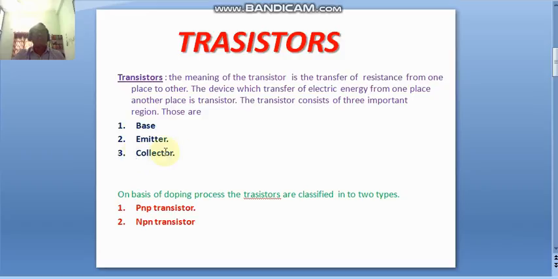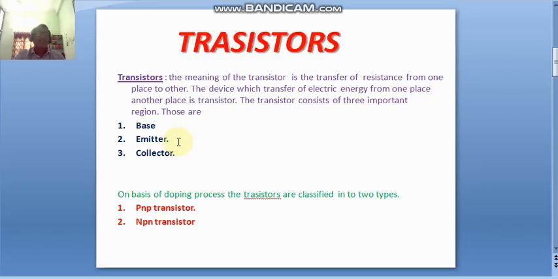Similarly, come to the collector region. The collector region collects the majority charge carriers which are emitted by the emitter region. It may be a P-type semiconductor material or an N-type semiconductor material. If the collector is P-type, the majority charge carriers are holes. If the collector is N-type, the majority charge carriers are electrons.